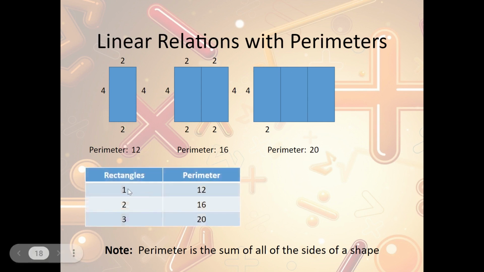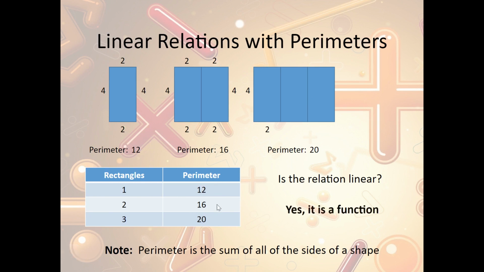So now, if we were to do this by the number of rectangles and the perimeter, this is one rectangle here, which was a perimeter of 12, 2 rectangles was a perimeter of 16, and 3 rectangles is a perimeter of 20. Therefore, we want to know, is this linear? Well, we're adding by 1 each time here, so that's consistent addition. We're adding by 4 each time here, that's consistent addition. So yes, it is a function, and it is linear.